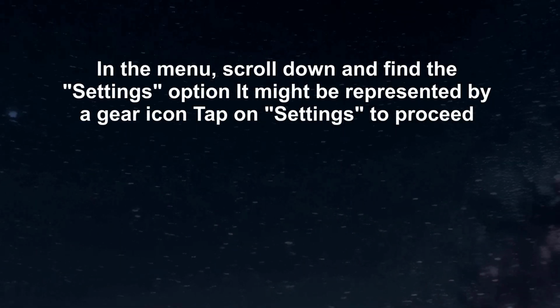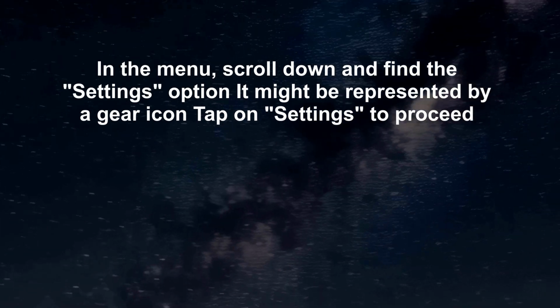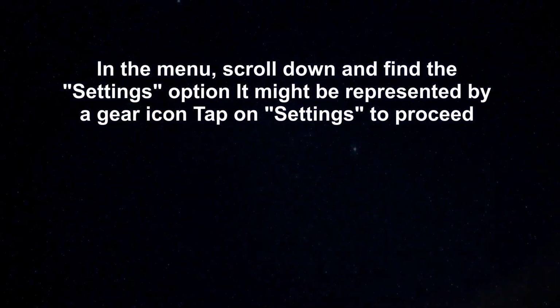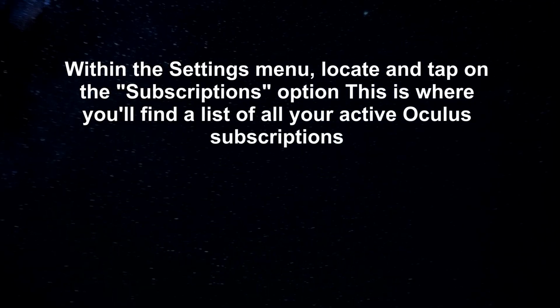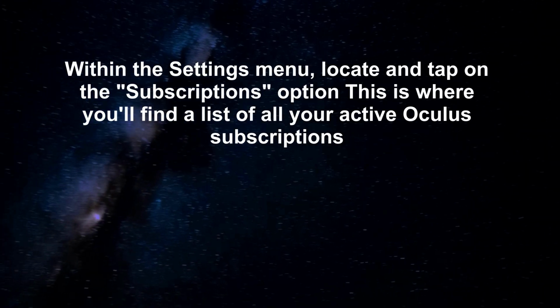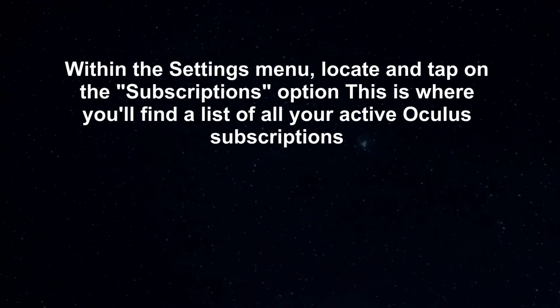In the menu, scroll down and find the settings option. It might be represented by a gear icon. Tap on settings to proceed. Within the settings menu, locate and tap on the subscriptions option. This is where you'll find a list of all your active Oculus subscriptions.